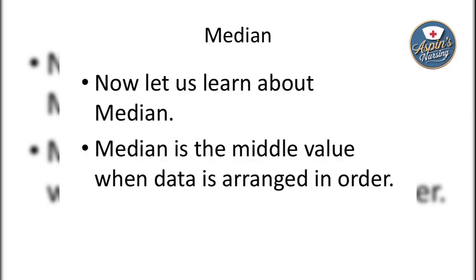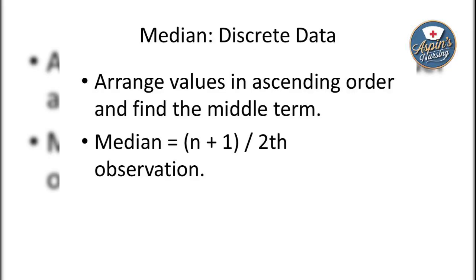Now, let's move on to the median, which is the middle value in a dataset when arranged in order. It provides a measure of central tendency that is less affected by outliers. For discrete data, the median is found by arranging values in ascending order and identifying the middle term. This gives us a clear picture of the dataset's center.